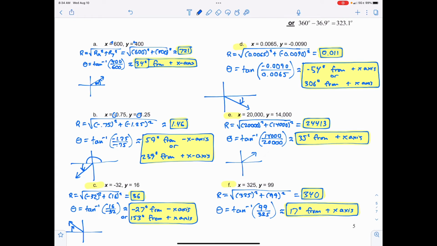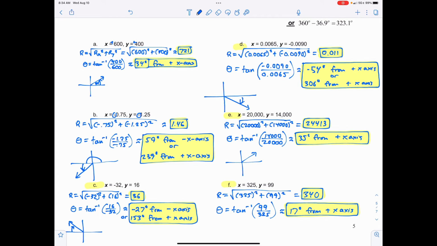Remember, clockwise angles go negative, counterclockwise angles are positive. So it's 27 degrees from the negative x-axis. Or you could say subtract 27 from 180, and it's 153 degrees from the positive x-axis.